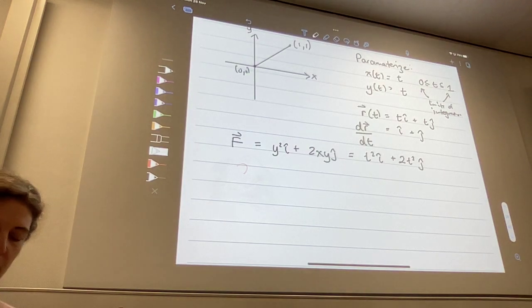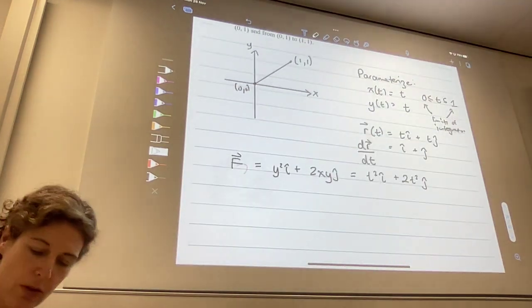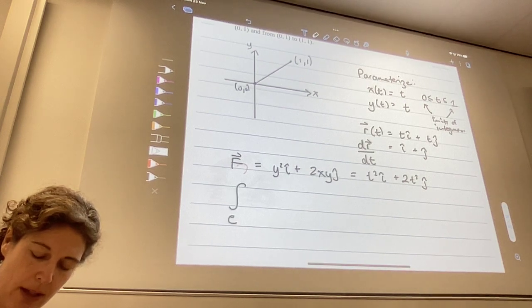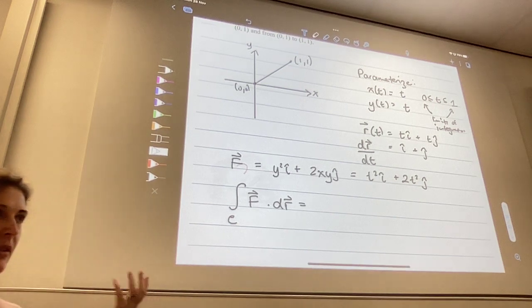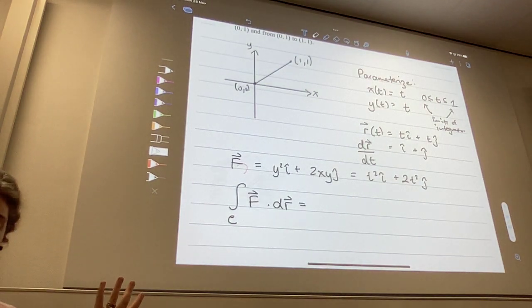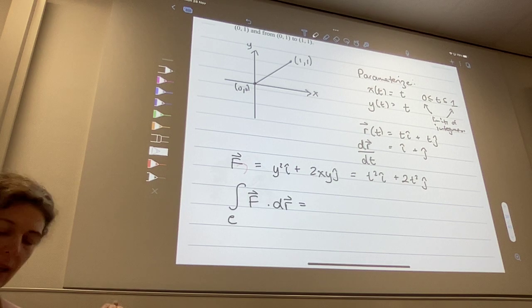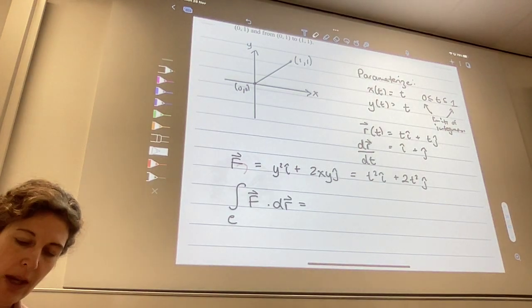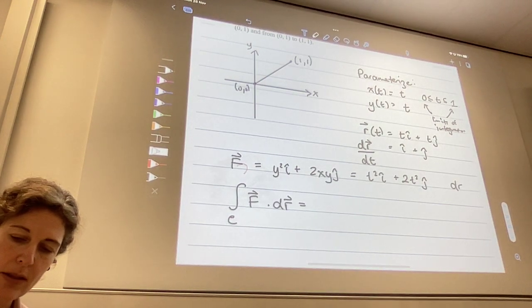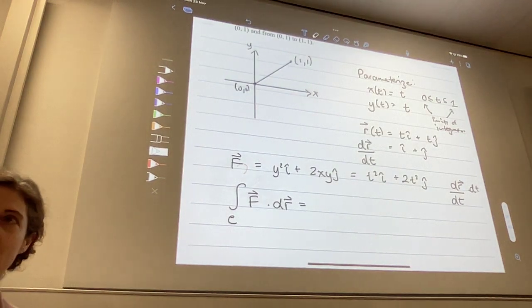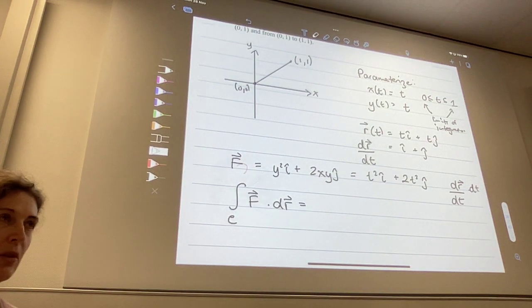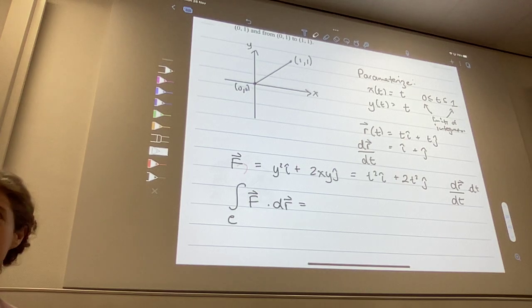So I've transformed all my components, and now I need to transform this crazy thing over here, f dot dr, into something that just involves t's. So I need to get my t in there. And this is where I do the good old trick of saying, okay, I'm going to write dr as dr by dt times dt, lacerating the field of any mathematicians by just saying you can multiply top and bottom by dt, whatever. But we've done this before.